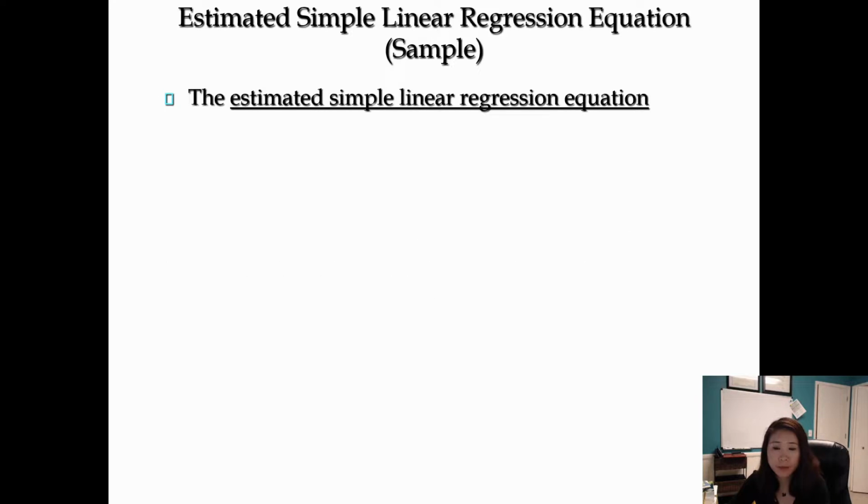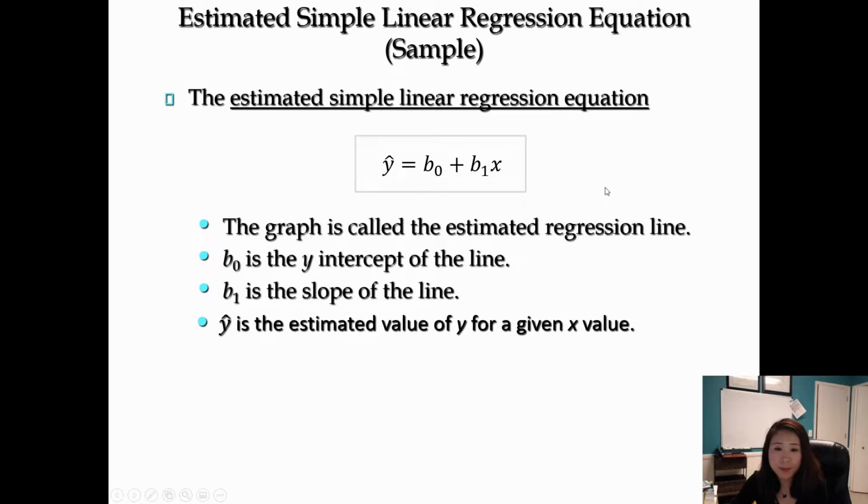Step number 1 under obtaining the regression model: how we get the estimated regression sample model. First, you're going to remember how this estimated regression sample model looks like. Y hat equals B0 plus B1x. So this is the equation you have to remember. Y hat equals B0 plus B1x.